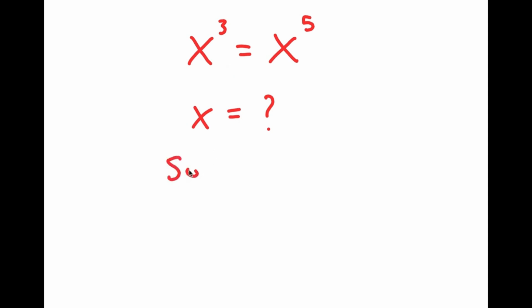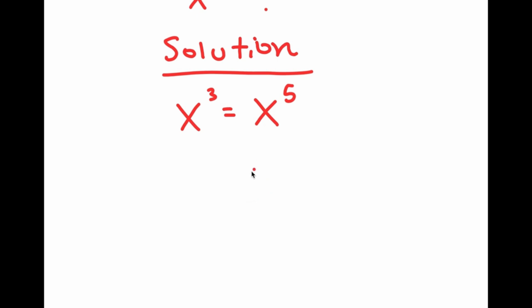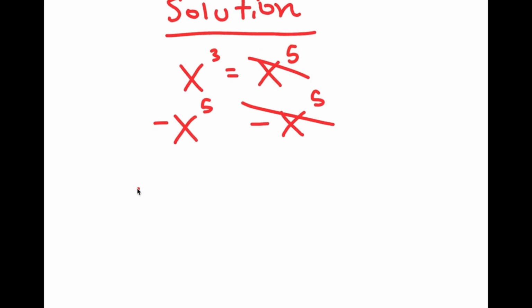And now for my solution, I'm going to rewrite my equation down here so I have a little more solving space. So my equation x to the power of 3 is equal to x to the power of 5. And what I'm first going to do is subtract x to the power of 5 on both sides. So then these two cancel out. And I get x to the power of 3 minus x to the power of 5 is equal to 0.